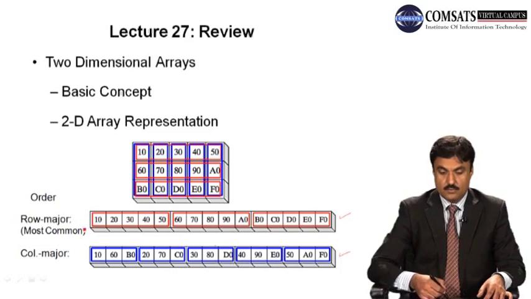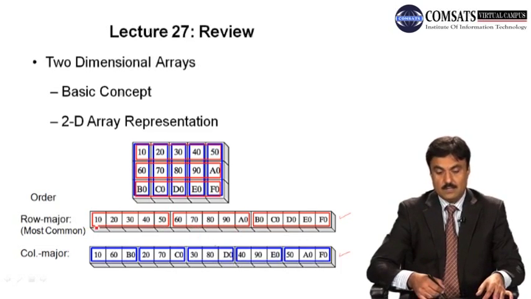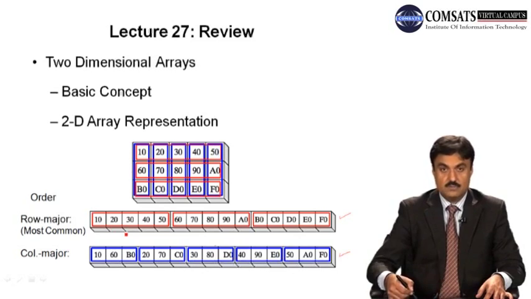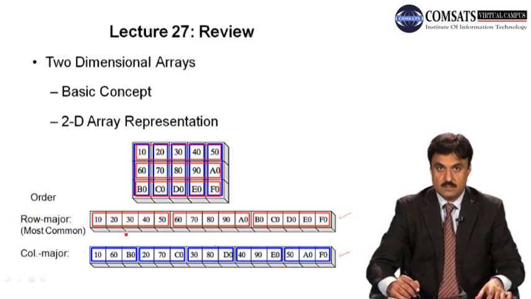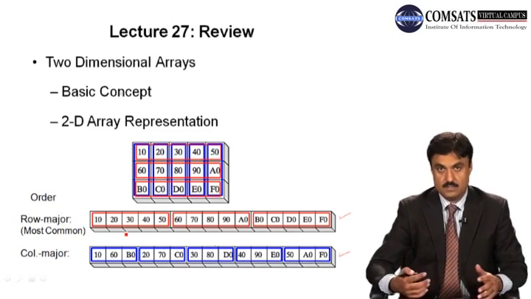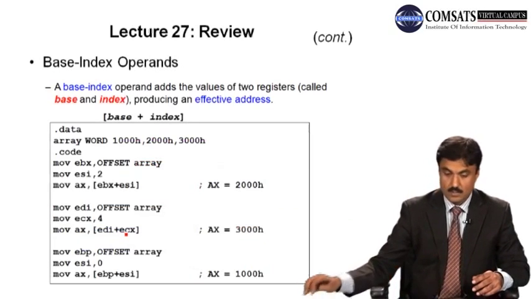In row major order, the first row is stored inside the memory, then the second row, third row, and so on. In column major order, the first column is stored inside the memory, then the second column, third and fourth, and so on. So in the linear memory, there are two ways to represent two-dimensional arrays.